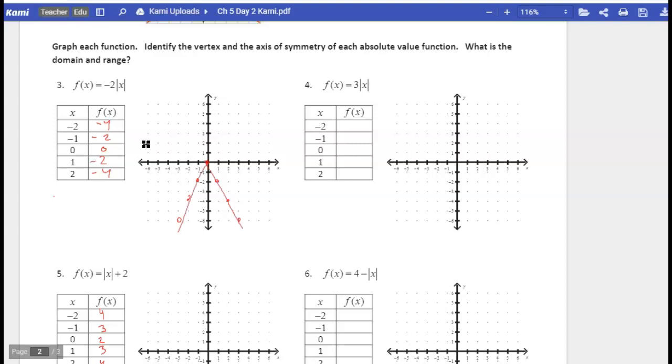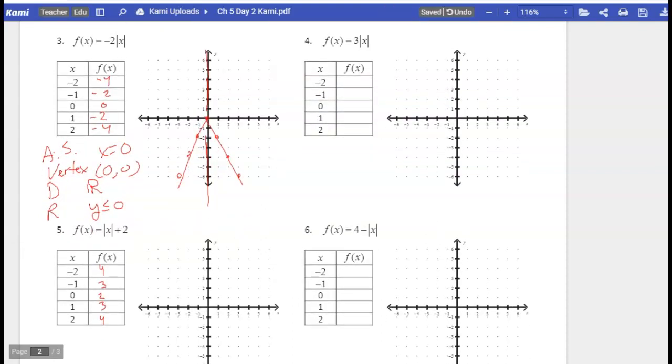There are some additional things that it asks this time. It asks for your axis of symmetry, it asks for your vertex, and it asks for the domain and the range. So the axis of symmetry is right here, right down the middle. That's x equals 0. That's the line that you could reflect it over. Our vertex is a point, 0, 0. Domain is all real numbers with that double R. And my range is any number less than or equal to 0.